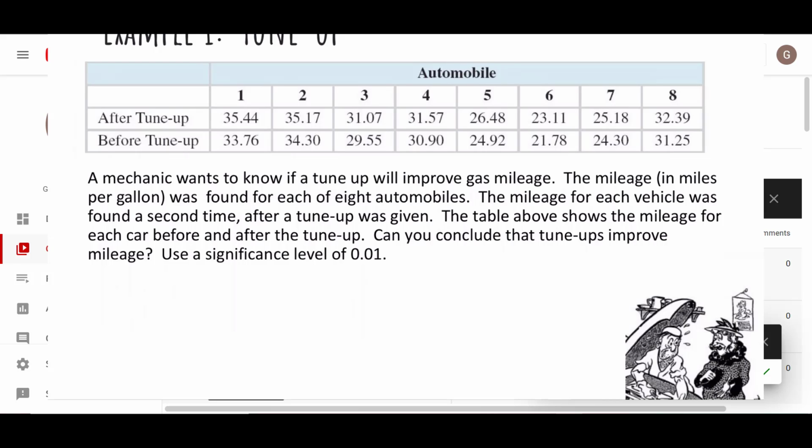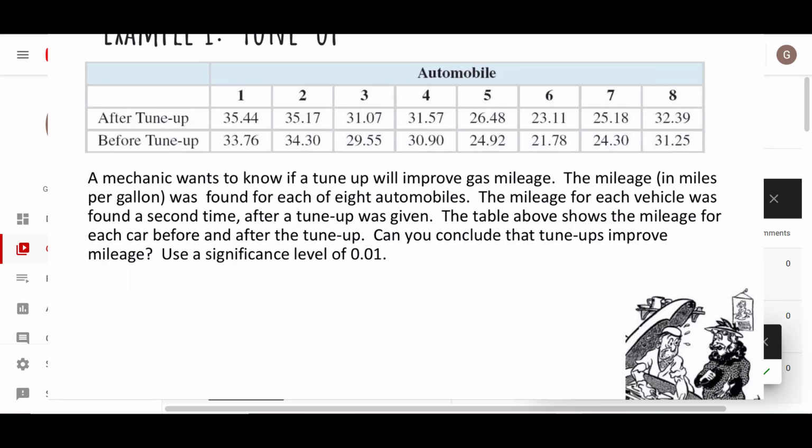Example 1, tune-up. A mechanic wants to know if a tune-up will improve gas mileage. The mileage in miles per gallon was found for each of 8 automobiles. The mileage for each vehicle was found a second time after a tune-up was given. The table above shows the mileage for each car before and after the tune-up. Can you conclude that tune-ups improve mileage?